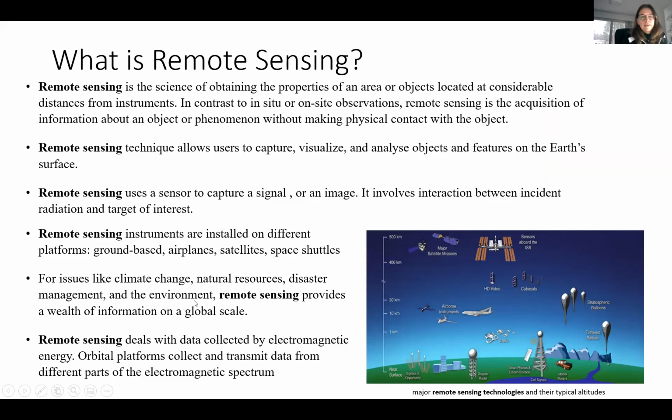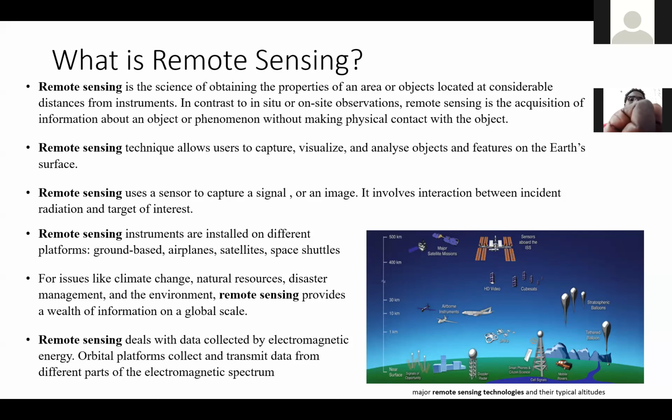So remote sensing is the science which obtains the properties of the air, of the area or of the object, which is located at quite a big distance from the instruments. And this is the difference from in situ observations. Remote sensing is the acquisition of information without making physical contact with the objects. This is the technique which allows us to capture, visualize and analyze objects, and it uses a sensor to capture a signal or an image.